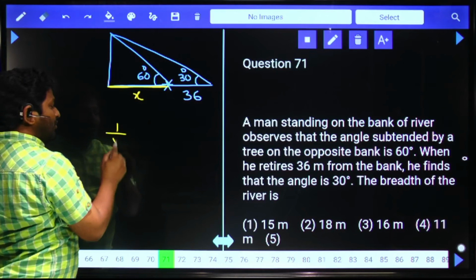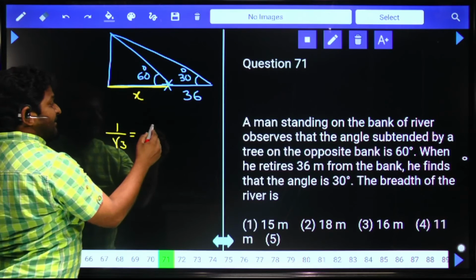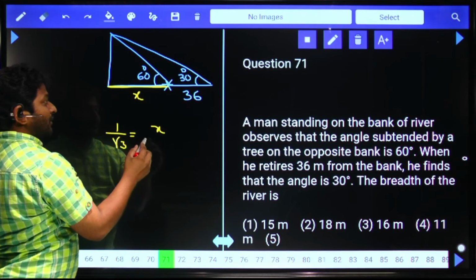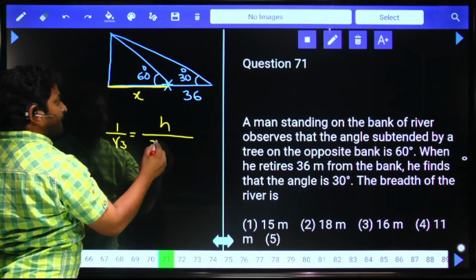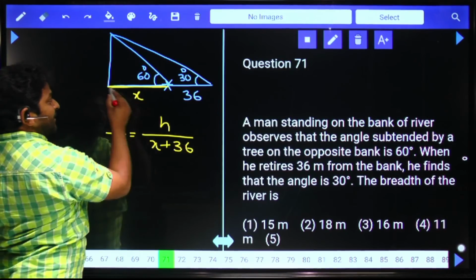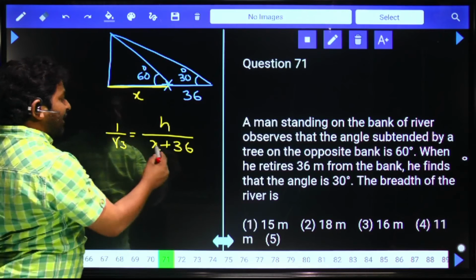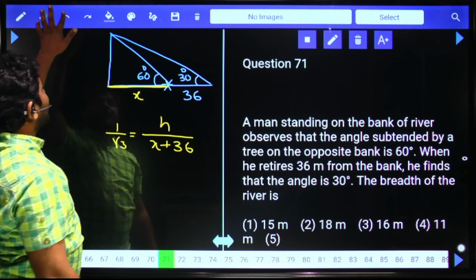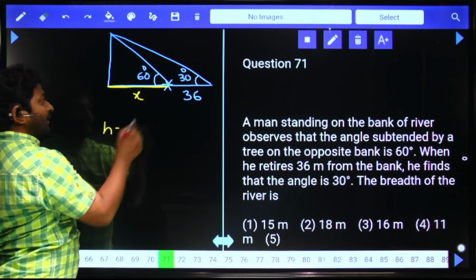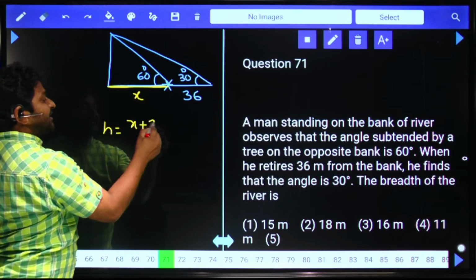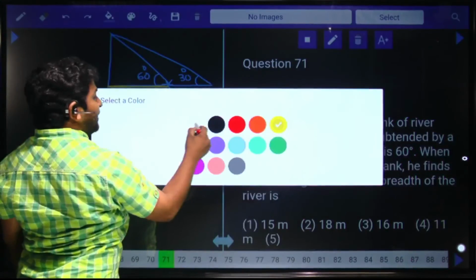So 1 by root 3 is equal to opposite side by adjacent side, that is equal to height by x plus 36. The base is equal to x plus 36. From this, height is equal to x plus 36 by root 3. Let me write that. So from this, h is equal to x plus 36 by root 3.